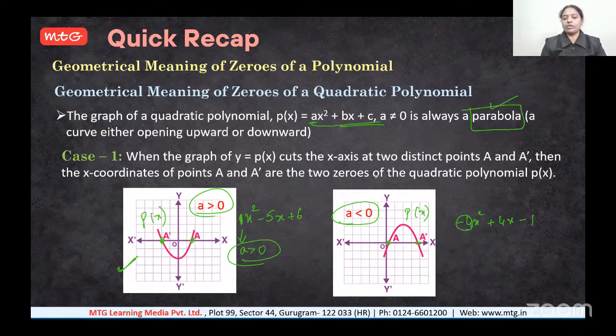Irrespective of the coefficient of x square, see at how many points it is cutting the x-axis. If it is cutting the x-axis at 2 points, you have 2 zeros. If it is cutting the x-axis at 1 point, you have 1 zero. If it is cutting the x-axis at no point, you have no zeros. So the maximum you can have is 2 zeros. Why? Because the degree of it is 2. So this is the first case, where it cuts the x-axis at 2 different points to give 2 zeros.